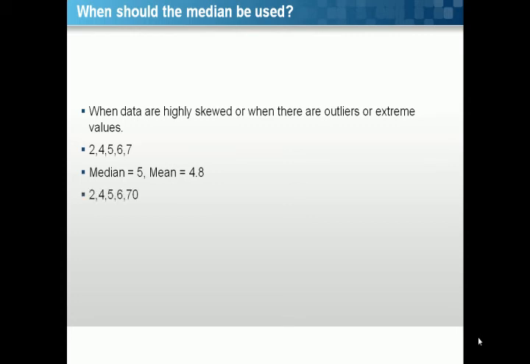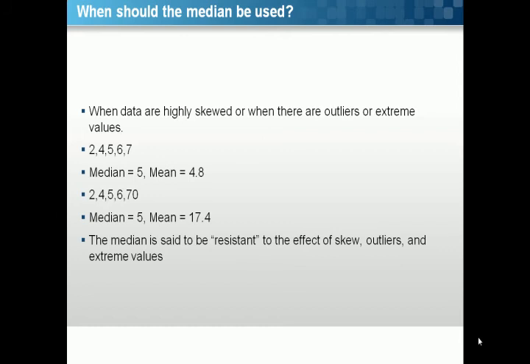Well, let's look at another data set: 2, 4, 5, 6, and 70. In this case, the median is still 5, but the mean is overly influenced by the value of 70, and so when you add those up and divide by the number of them, we get a mean of 17.4. That really isn't indicative of anyone in the data set, and certainly not like the majority of people in the data set. So the median is said to be resistant to the effect of skew, outliers, and extreme values.